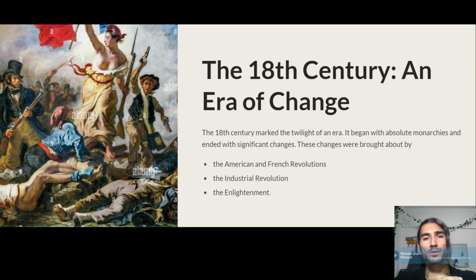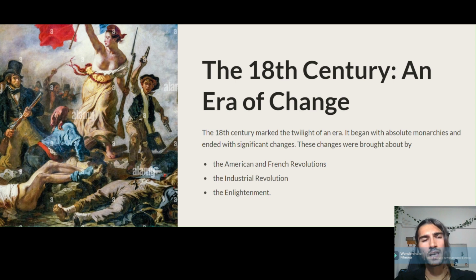Two major revolutions changed the world during this time: the American Revolution between 1775 and 1783, and the French Revolution between 1789 and 1799. In addition to political revolutions, we also saw the start of the Industrial Revolution, which transformed how people worked and lived.